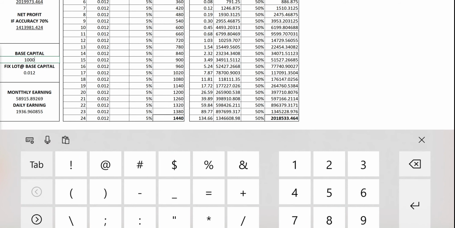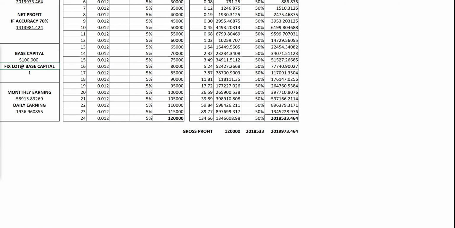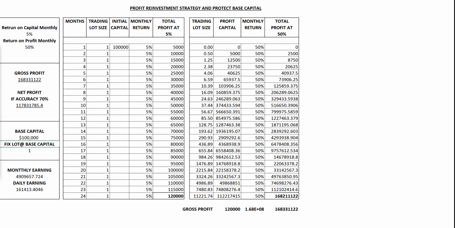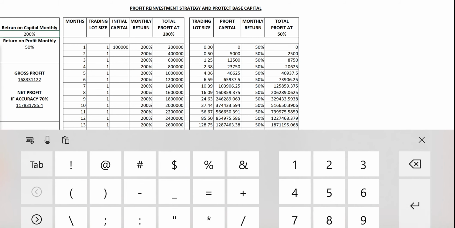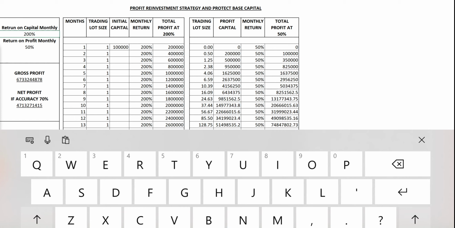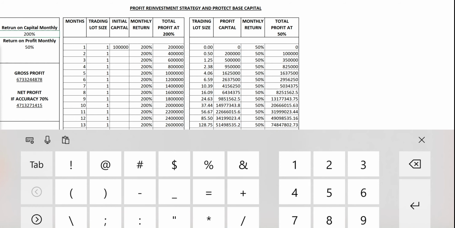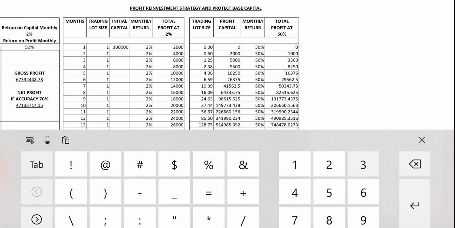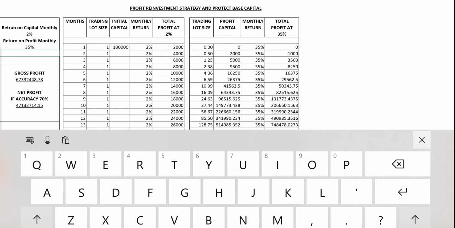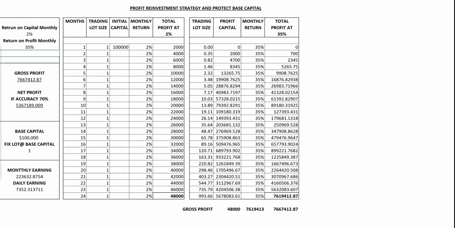Now we are changing the base capital. As you can see over here, again we are keeping $100,000, and in that condition you can reduce this into 2% only that you are getting, and we are changing the return, it's 2% only we are keeping, and the return on profit monthly we will keep at 35%. So the lot size will be adjusted accordingly.